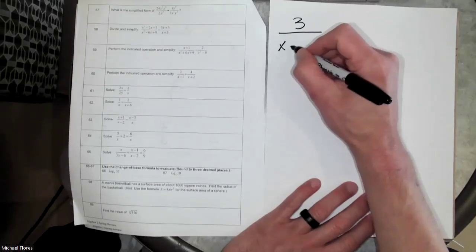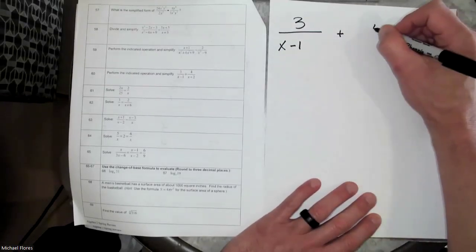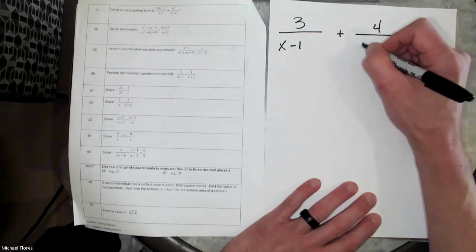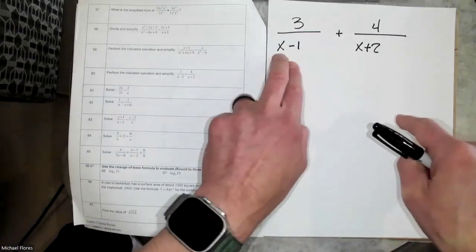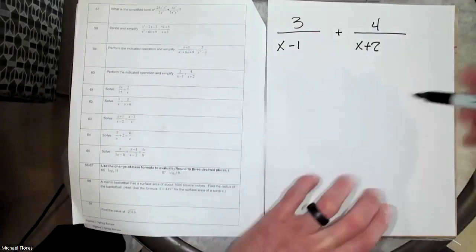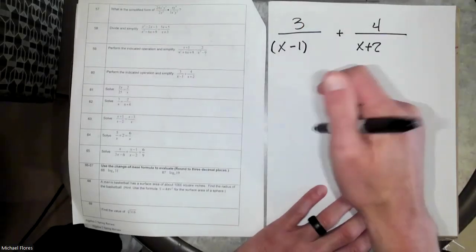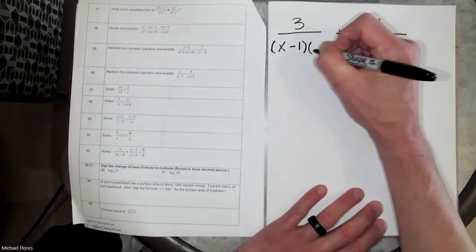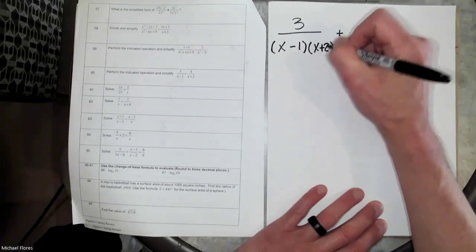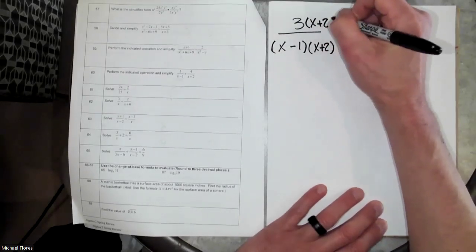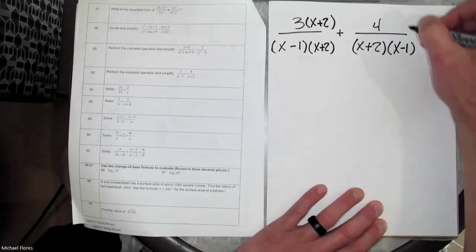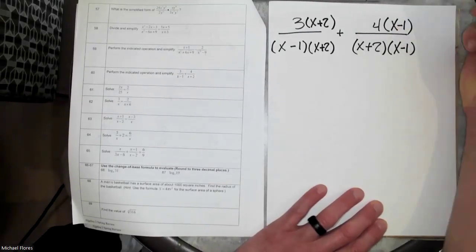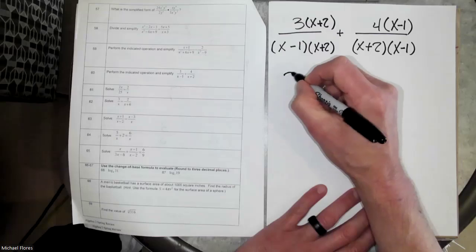Example 60. 3 over x minus 1 plus 4 over x plus 2. Okay, now we're adding fractions, so we have to have a common denominator. This has an x minus 1, this has an x plus 2. So since this has the x minus 1, but not the x plus 2, we need to give it the x plus 2, there and here. And since this has the x plus 2, but not the x minus 1, let's include that here and there. Now I'm just going to start simplifying my numerators.